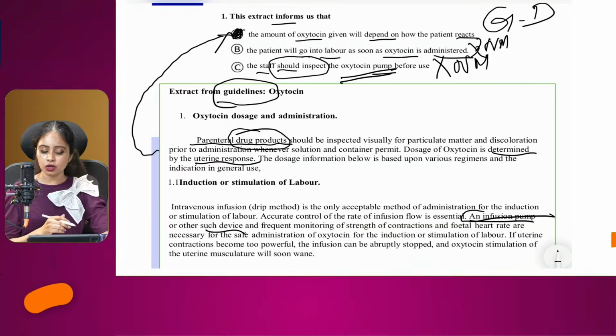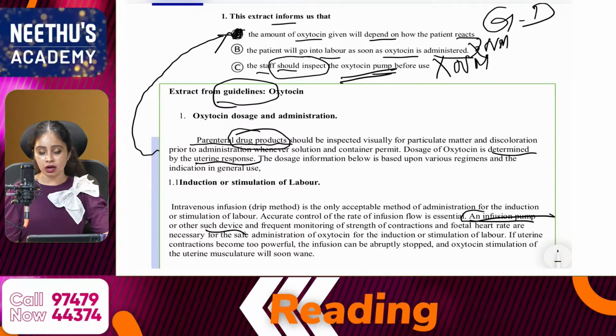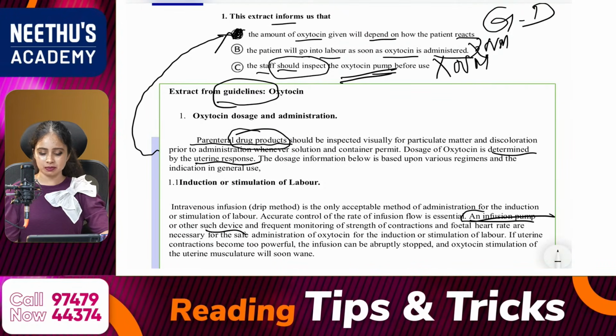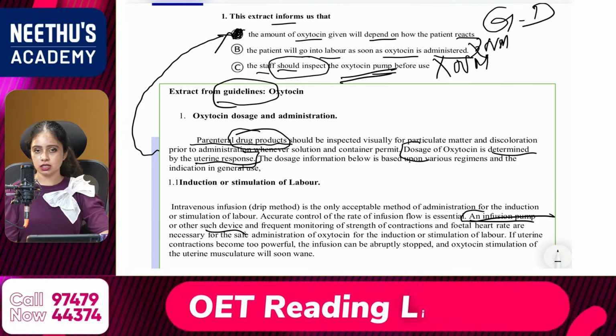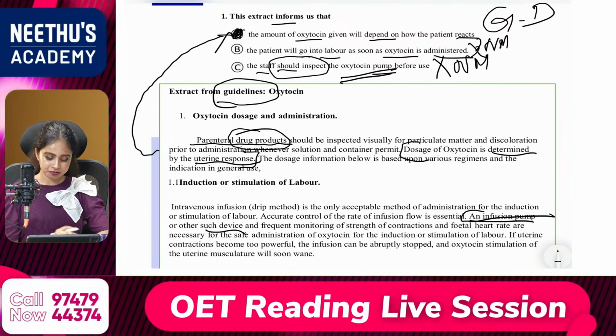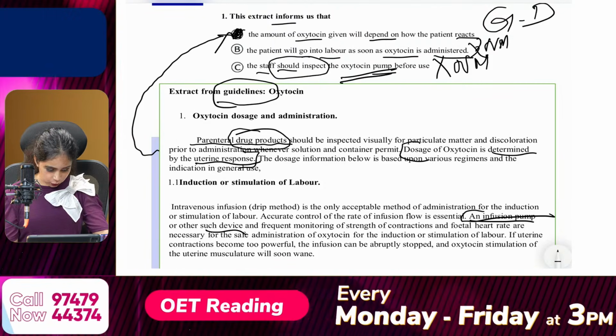The amount of oxytocin given will depend on how the patient reacts. Okay, which is paraphrased in the second sentence. Clear?